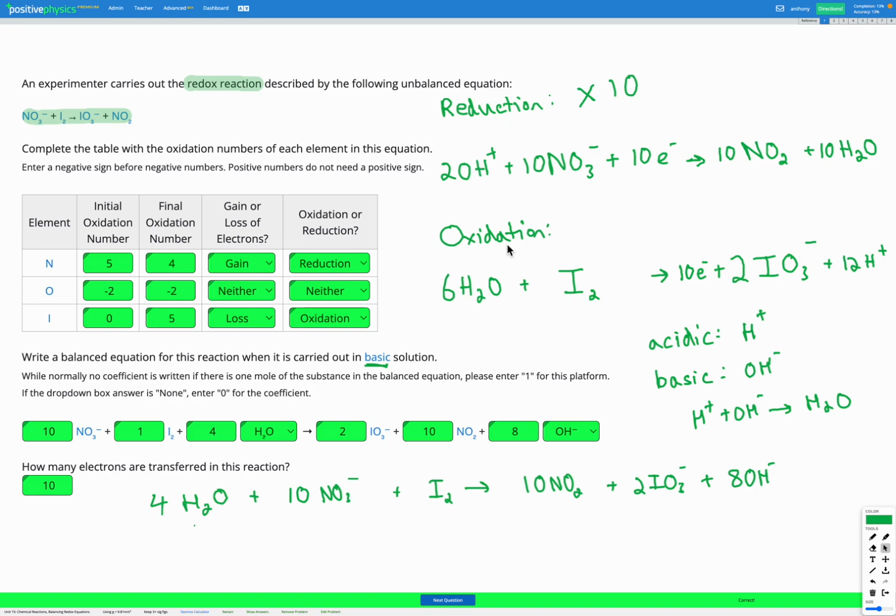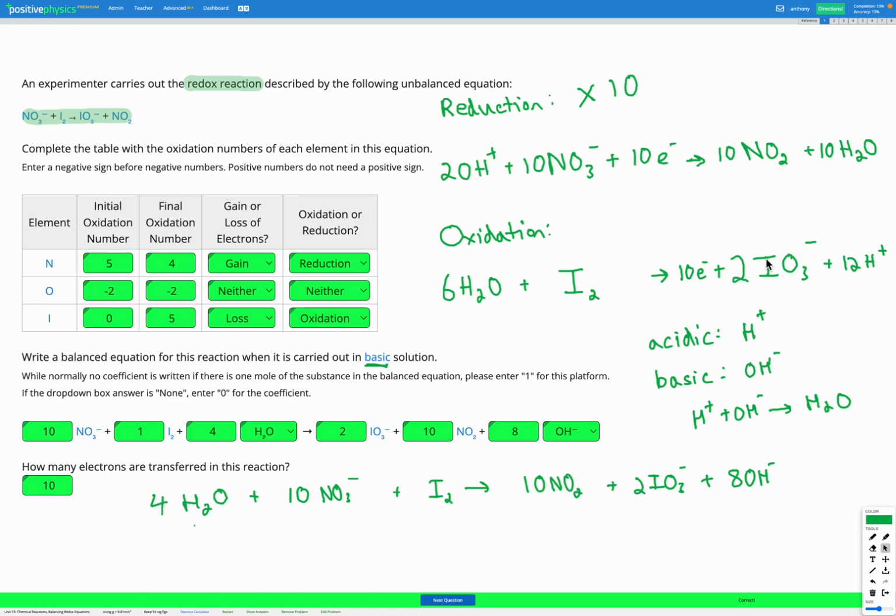Then we had our 2 half equations done, but before we combined them together, we had to make sure we had the same number of electrons in both. So we ended up having to multiply our reduction equation by 10 in order to have the same number of electrons in both the reduction and oxidation reactions. Our next step was to combine them together. So we wrote out the left-hand side of the reduction plus the left-hand side of the oxidation goes to the right-hand side of the reduction plus the right-hand side of the oxidation.